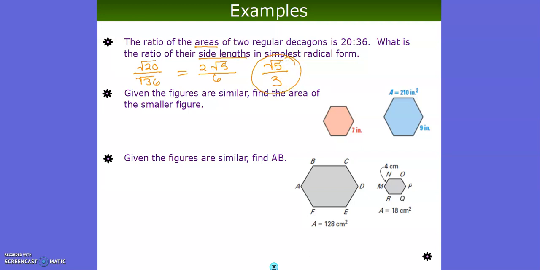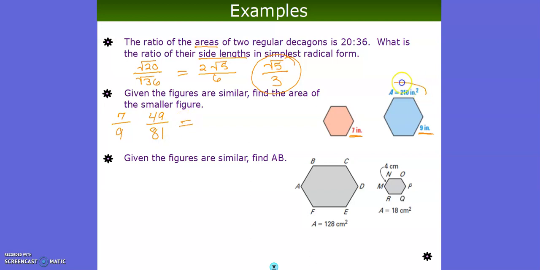Our next example says, given the figures are similar, find the area of the smaller figure. Well, what we have for both would be their side lengths. So we can start with a ratio, and I'm going to go red to blue. I'm going to start with 7 inches to 9 inches, and I'm going to square them. So 7 squared is 49. 9 squared is 81. So that's the ratio of the areas.